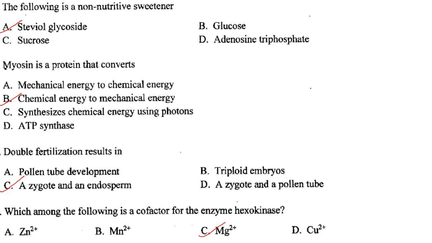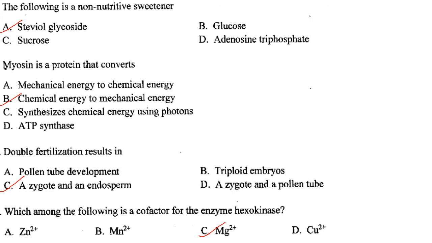Next one. The following is a non-nutritive sweetener. So non-nutritive sweeteners are alternatives to nutritive sweeteners that add little or no calories to your diet when they are used to sweeten foods and drinks. So steviol glycosides are natural constituents of the leaves of Stevia rebaudiana, and they are non-nutritive sweeteners and are reported to be 200 to 400 times sweeter than table sugar. So the answer here is steviol glycoside.